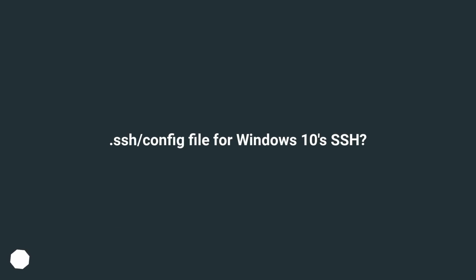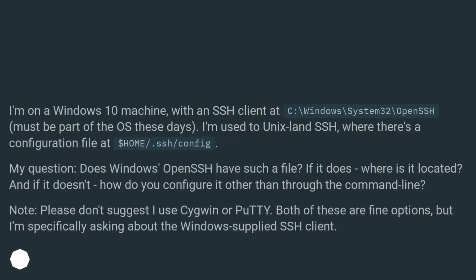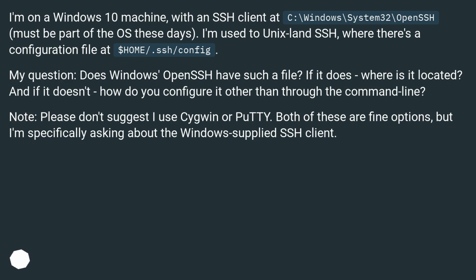Is there a .ssh/config file for Windows 10's SSH? I'm on a Windows 10 machine, with an SSH client at c:\windows\system32\openssh, must be part of the OS these days.